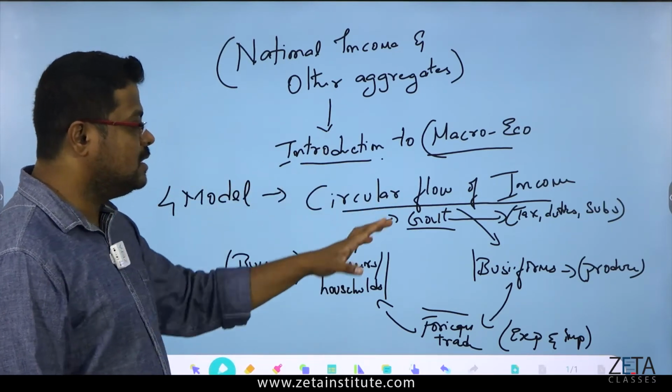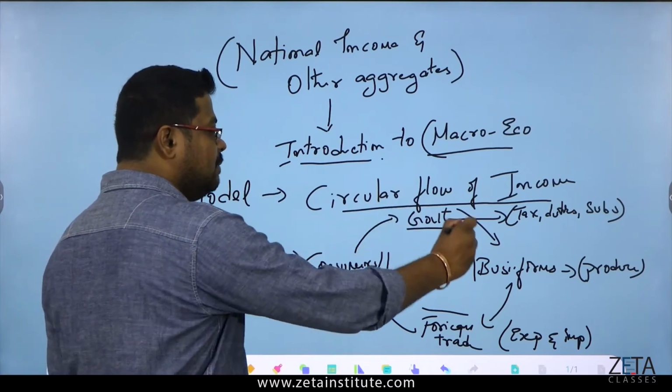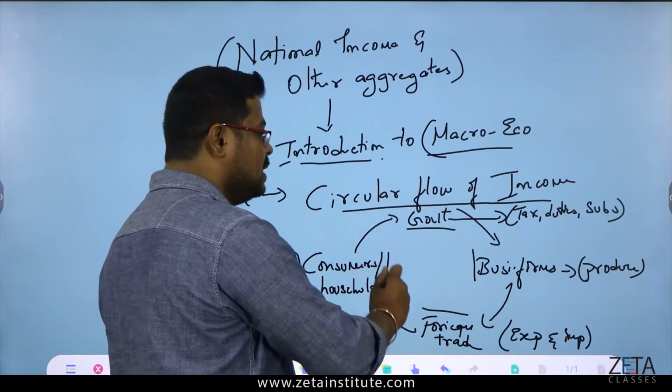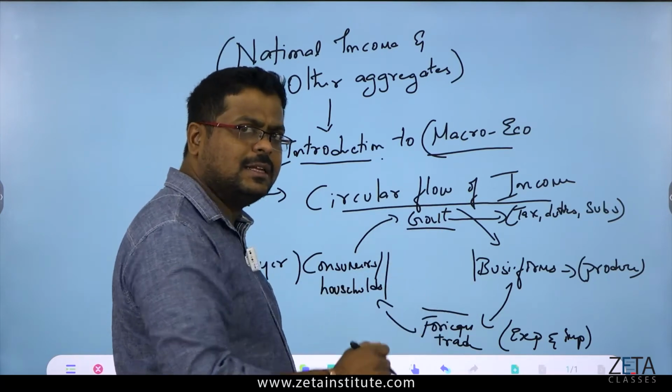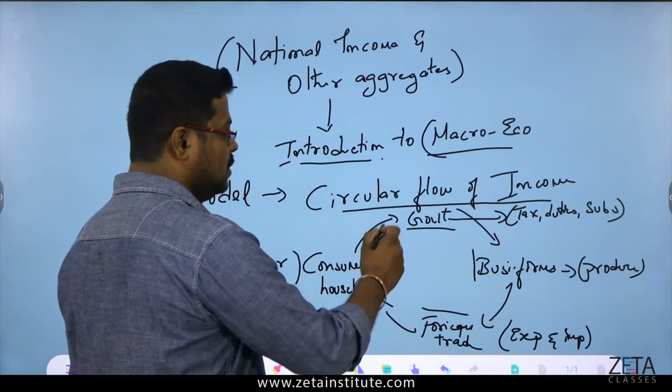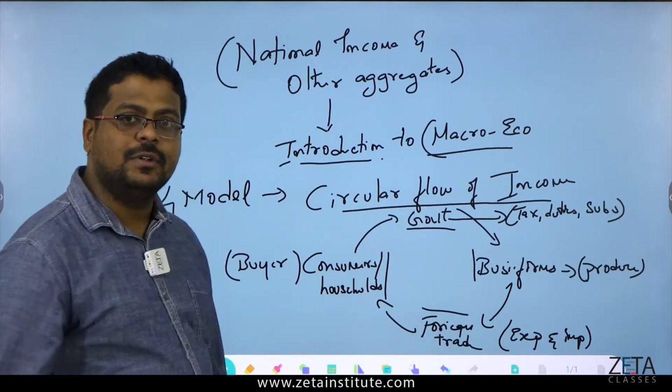Got it now? What is the circular flow of income? The income which is flowing inside the country, or inside the macroeconomy, with all these 4 people. Other than these 4 people, is there anybody? No. So this is how the circular flow of income works.